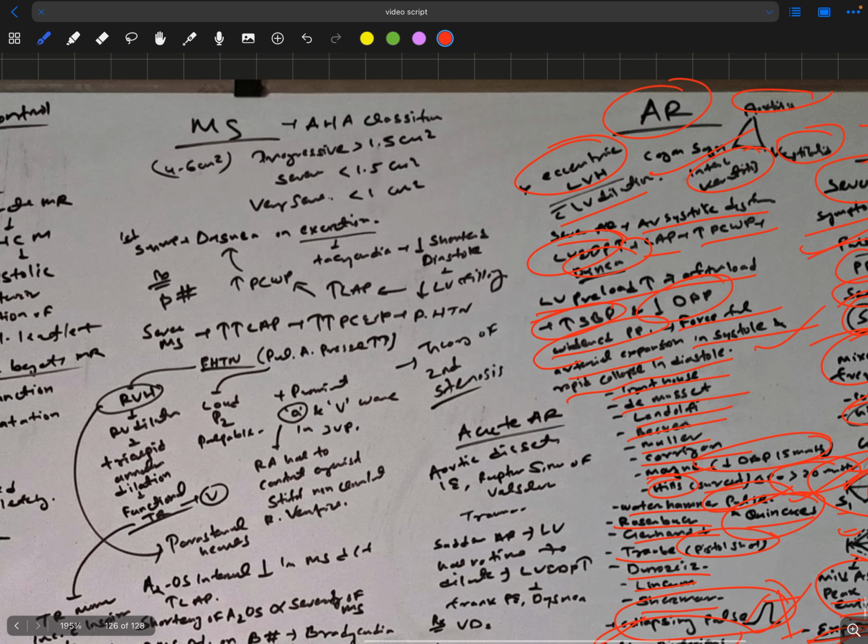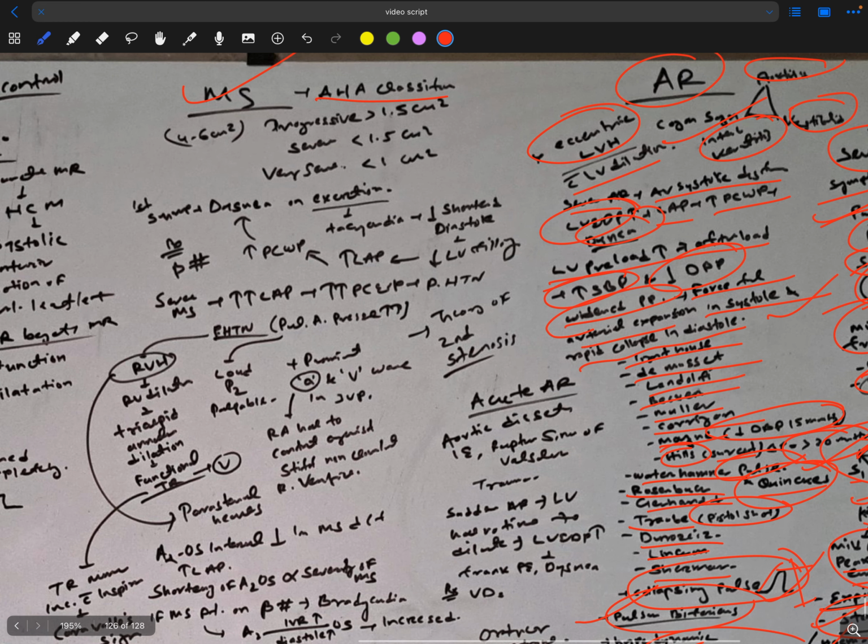So now let's discuss MS. This is the American Heart Association classification. Normal valve area is 4 to 6 cm square. Progressive MS is more than 1.5 cm square. Severe MS is 1 to 1.5, and very severe MS is less than 1 cm square.